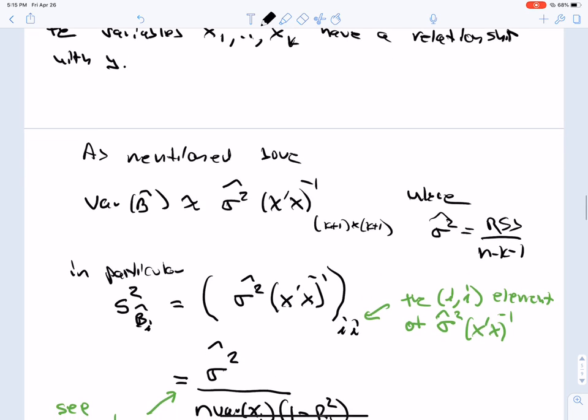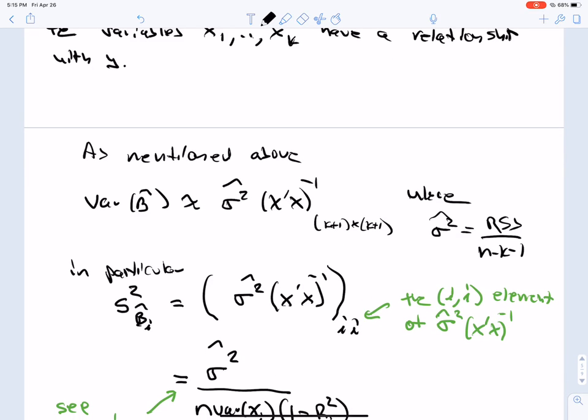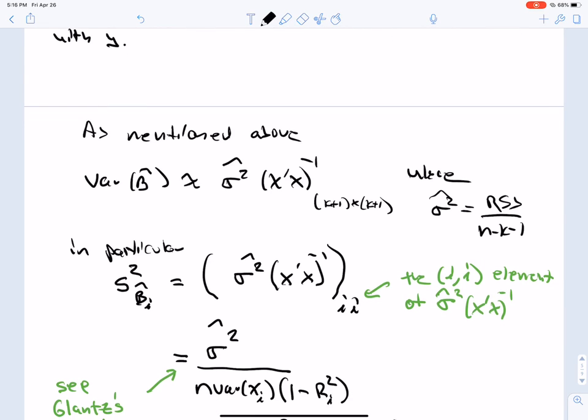So as mentioned above, the variance of beta hat is sigma squared hat X transpose X inverse, where sigma squared hat is RSS over n minus k minus 1. In particular, the standard error squared.